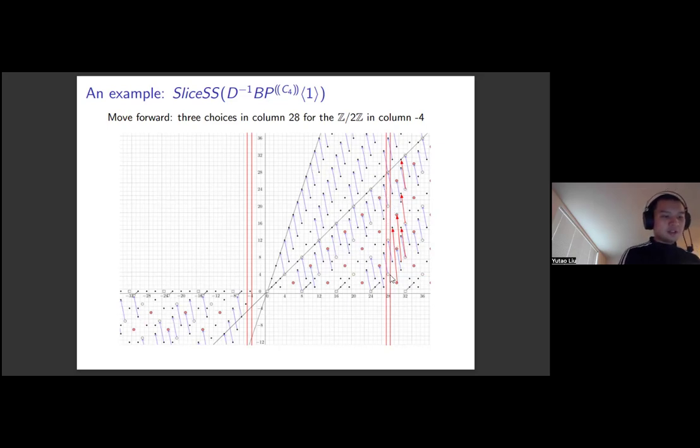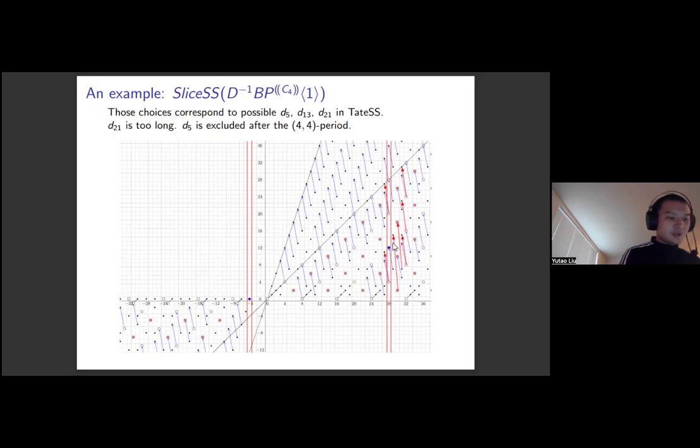Since you have the period on homotopy, only one of the 3 points can survive to the infinity page. But no matter which one survives, that point will be paired with the point on column -4. So they will correspond to one differential in the Tate spectral sequence. So the 3 points, if they survive, will correspond to one D5, D13, or D21 in the Tate spectral sequence. But we already know that D21 is too long. The longest one is D13.